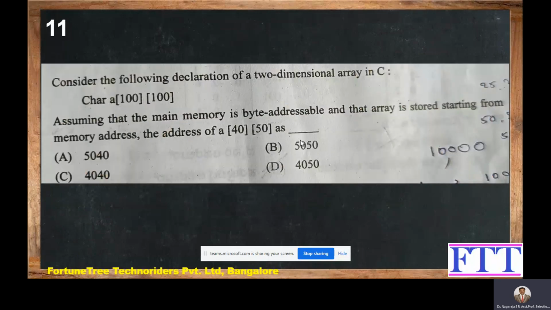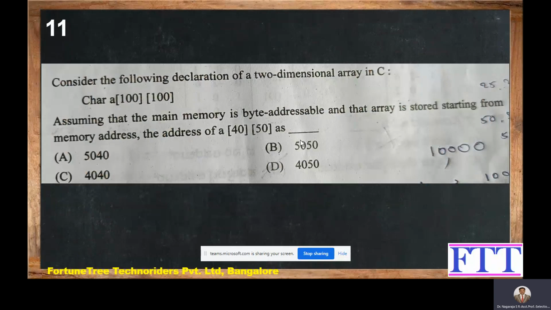So consider the following declaration of a two-dimensional array in C. So they give one, a 2D array, character A of 10, 10. Nothing but 10 rows are there and 10 columns are there.